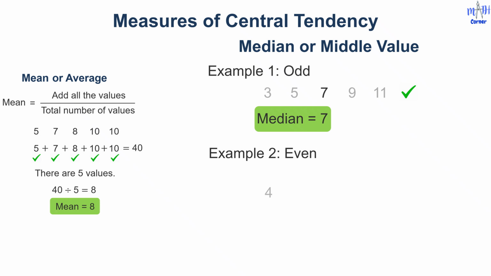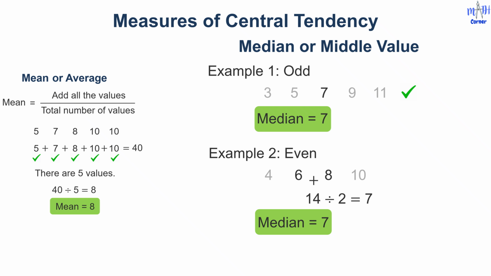Example 2. Even number of values. Find the median of 4, 6, 8, 10. Step 1. Find the two middle numbers. 6 and 8. Step 2. Add them. 6 plus 8 is equal to 14. Step 3. Divide by 2. 14 divided by 2 is equal to 7. Final answer, median equals 7.